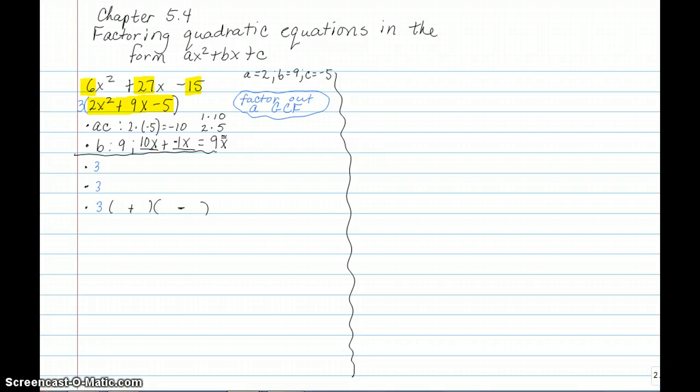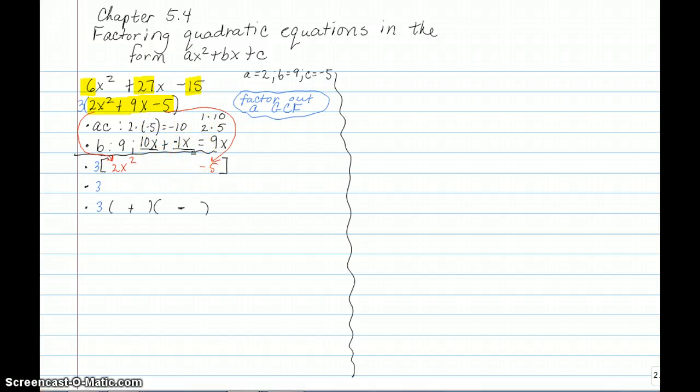And then you're going to be bringing everything down. Now here's where you have to be careful. We're going to use brackets here. So we have that 3 out in front. You are going to bring down not the 6x squared, but you're going to bring down the 2x squared. And then you're going to bring down not the negative 15, but the 5, so minus 5. Put the end of the bracket here. And then you're going to bring down the 10x and the negative 1x.